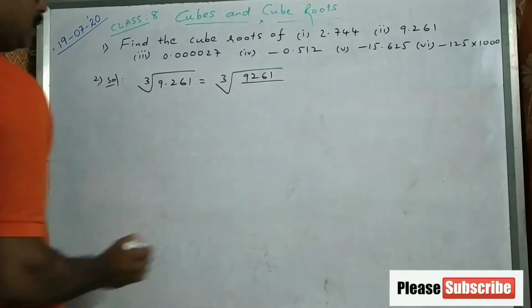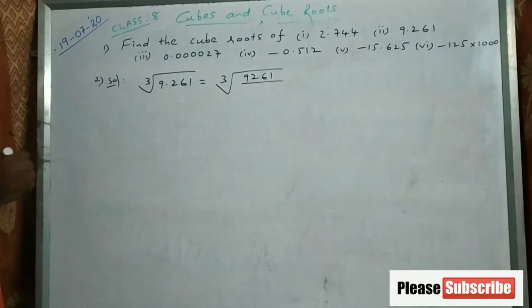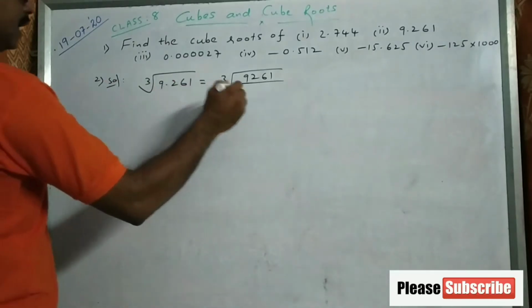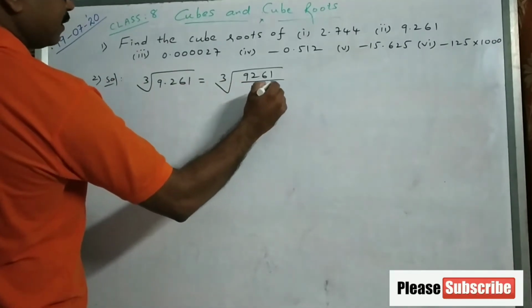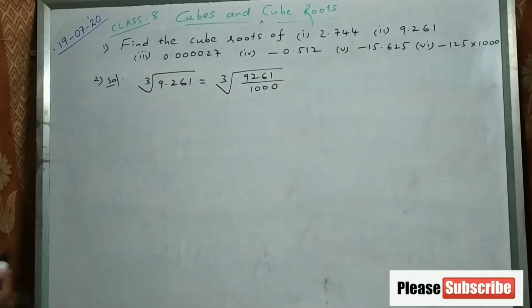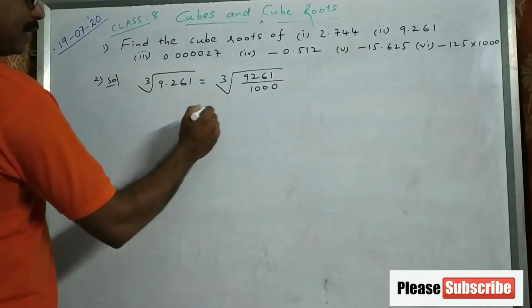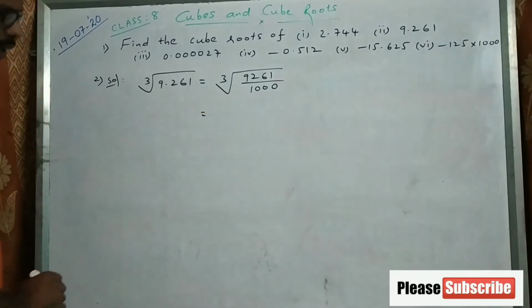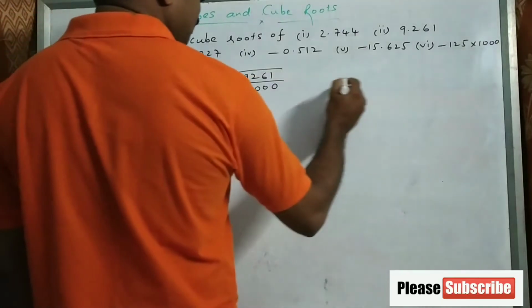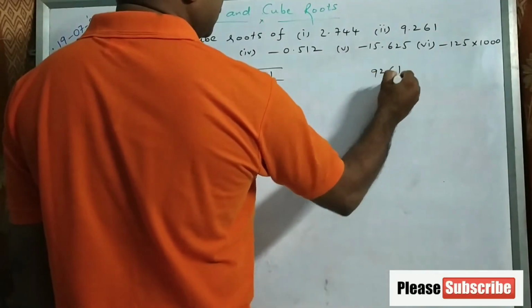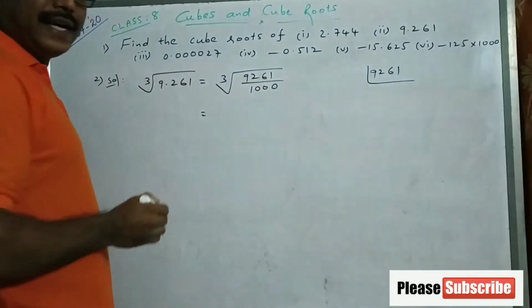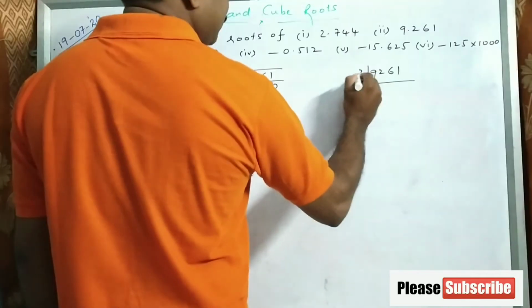Cube root of 9261 upon... after the decimal point how many digits are there? 1, 2, 3. So I can write 1000 here. That many zeros you have to write. So remove the decimal point and write that many zeros. So 9261. 1000 we can write as 10 cube, no problem. But this we will see.